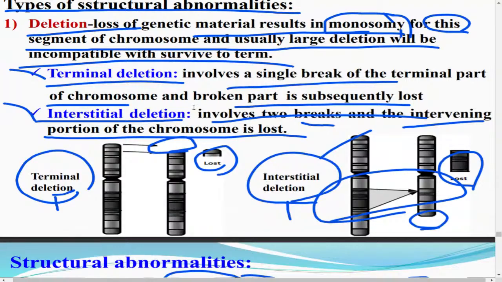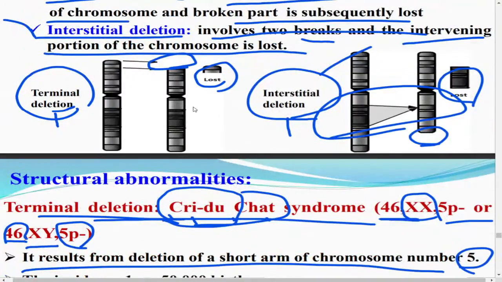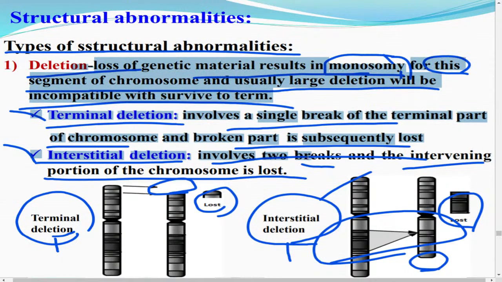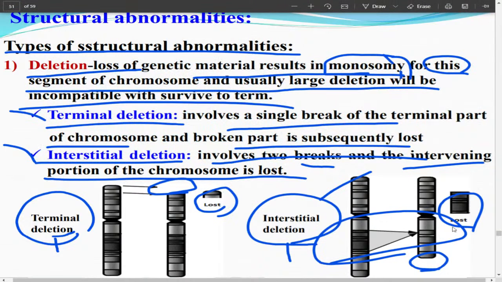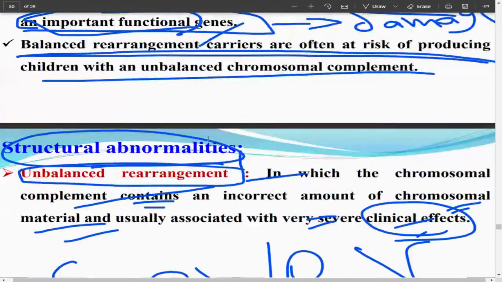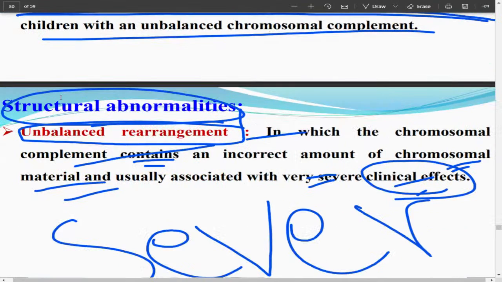We studied the types of structural abnormalities: the deletion, which was the first structural abnormality that we studied, of this one getting loss and this one getting loss too, with the interstitial deletion. Very long lecture actually. This is just a review.